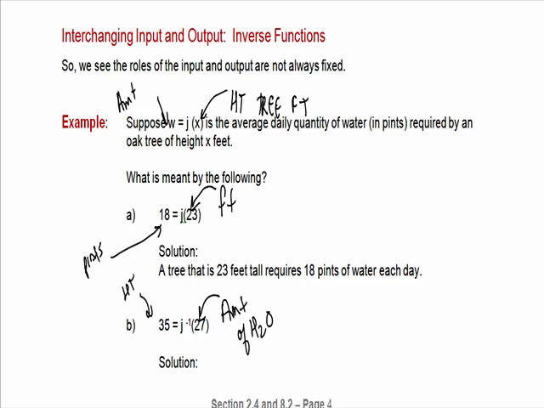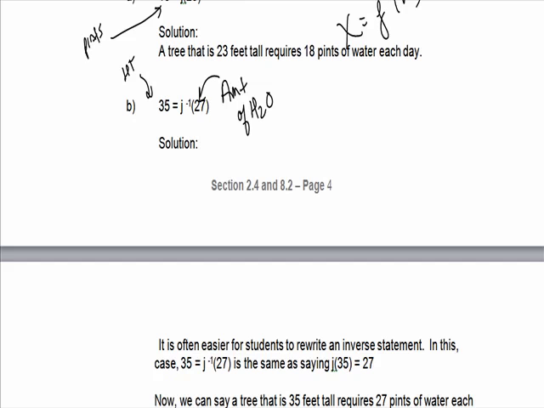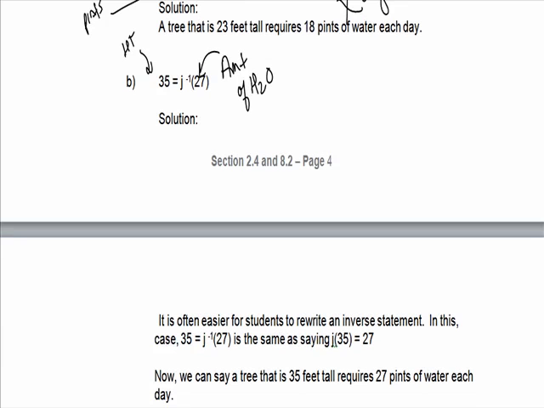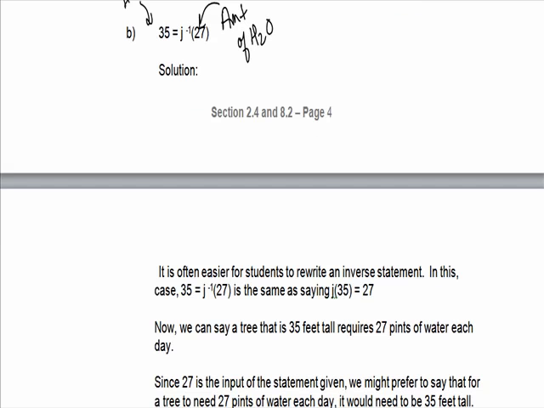Remember that comes from our notation. Remember, we have W is J at X. If I were to do the inverse, that would tell me X is J inverse of W, and so the input is now the water. So now what I know is that if I have 27 pints of water, that's enough to water a tree that's 35 feet tall. You'll see a little bit of an explanation of this on the next page. We can say that a tree that's 35 feet tall requires 27 pints of water, or we could say if we have 27 pints of water, we can water a tree that's 35 feet tall.